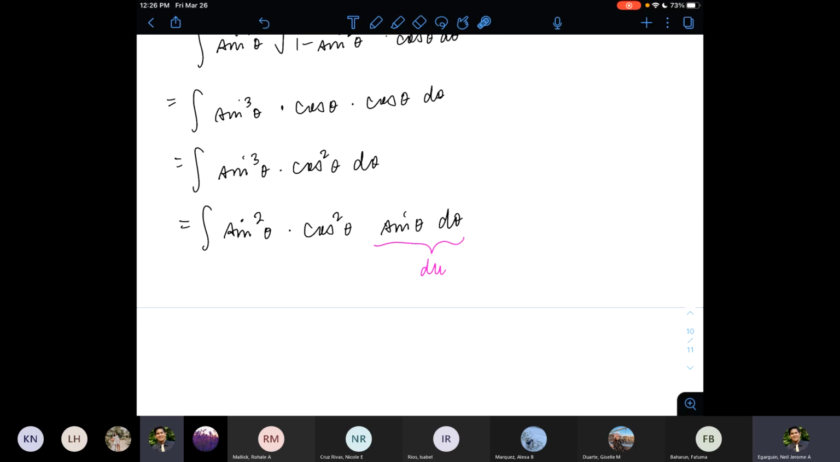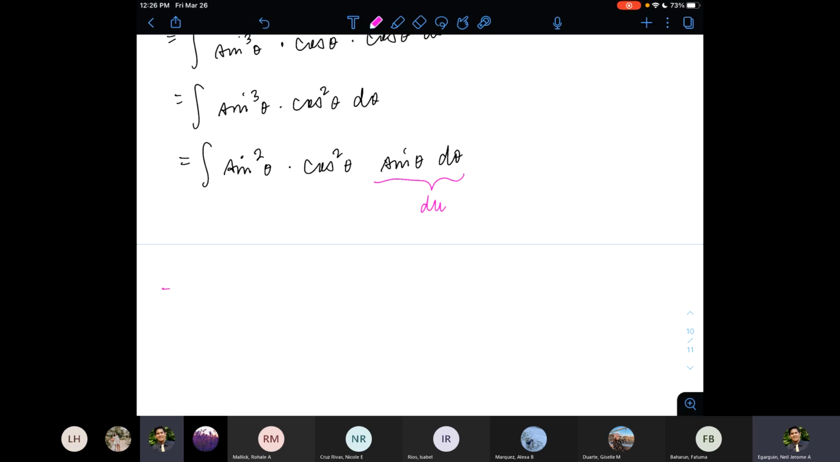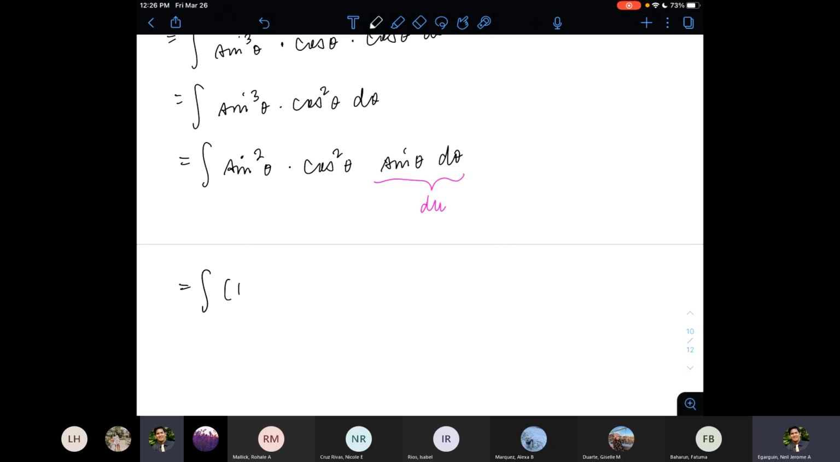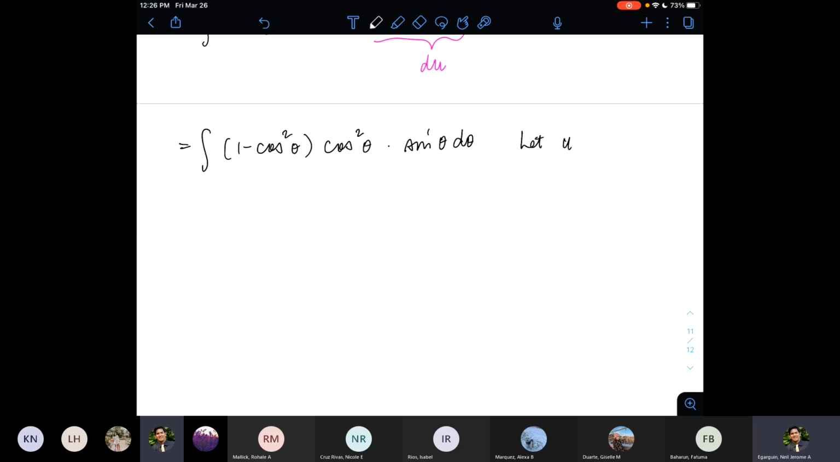So if this is the du, then we are targeting u to be cosine theta, right? So everything else aside from this guy should be written in terms of cosine. And that's why we are happy to have just even powers here. Because you have even powers, you can write it using the Pythagorean identity. So sine squared is 1 minus cosine squared theta here. And then you have sine theta d theta here. Then you can proceed with the u substitution. We'll let u be equal to cosine theta as we planned, because we want du to be negative sine theta d theta. So I'm missing a minus sign, so let me just apply that outside. So this would be 1 minus u squared times u squared times du.